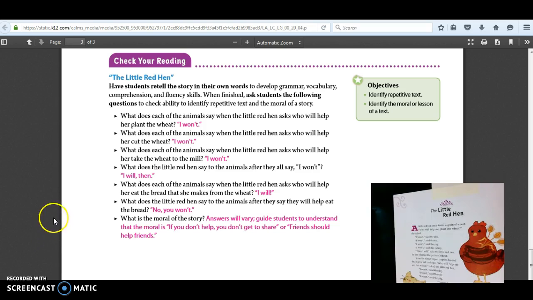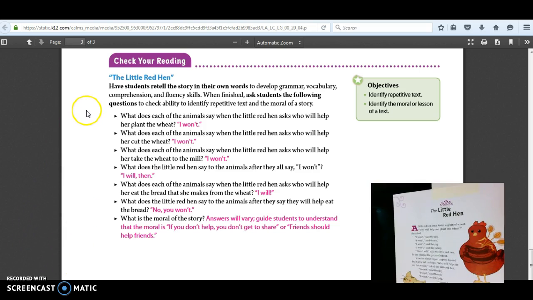Now that you've had a chance to read the story to your student, Learning Coaches, I want you to ask your student to retell the story to you in their own words. This will help them to develop grammar, vocabulary, comprehension, and fluency skills. And then I'm going to ask your students some questions about the story. So I'll give you a moment to ask them to retell the story to you.